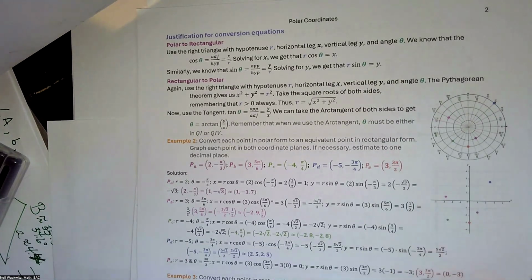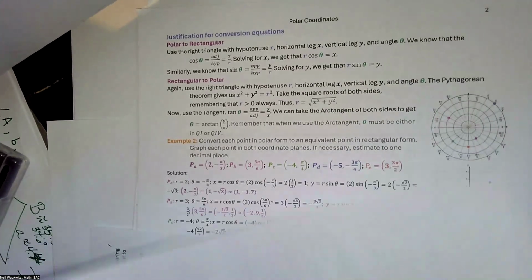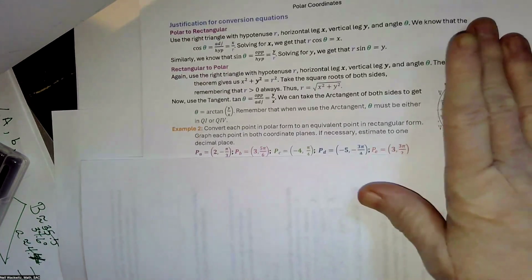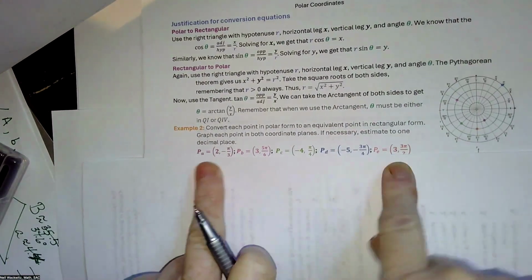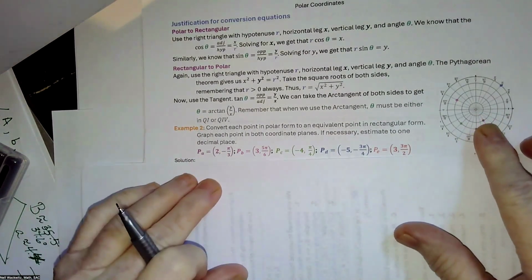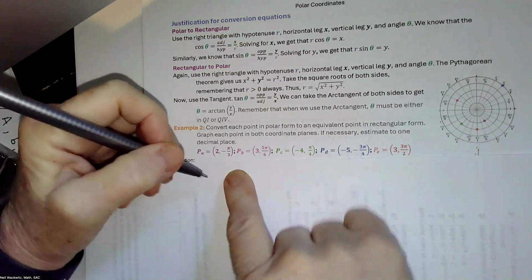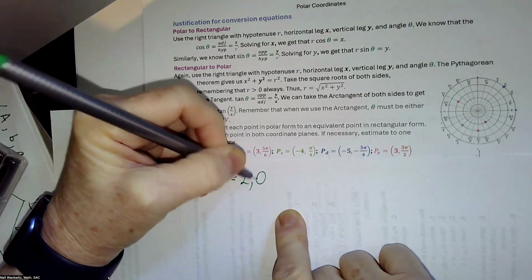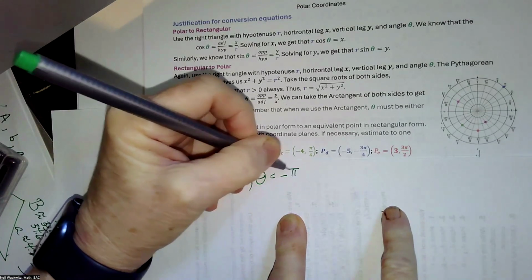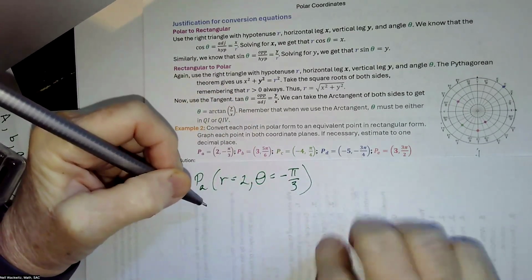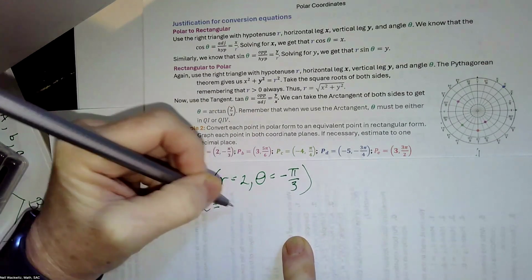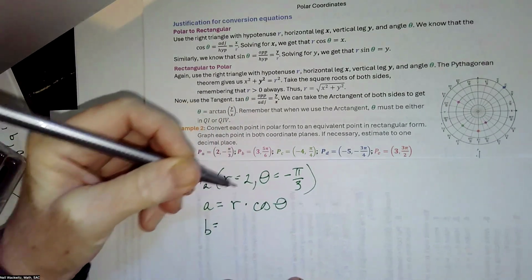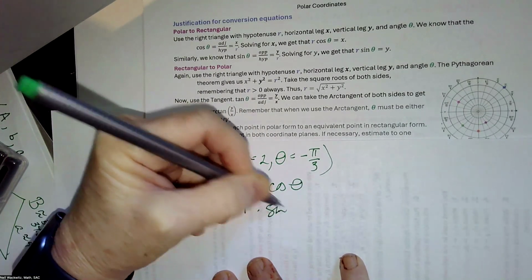So that's basically what I wrote down here with some pretty images. So let's convert these polar coordinates into rectangular. Here, for P sub A, we know that r is 2 and theta is negative pi over 3. I know that the x coordinate will be r times the cosine of theta. The y coordinate will be r times the sine of theta.